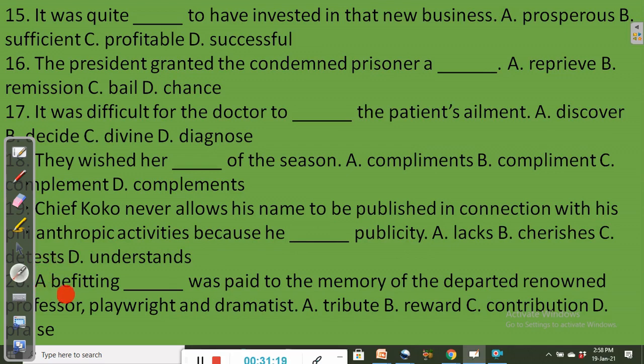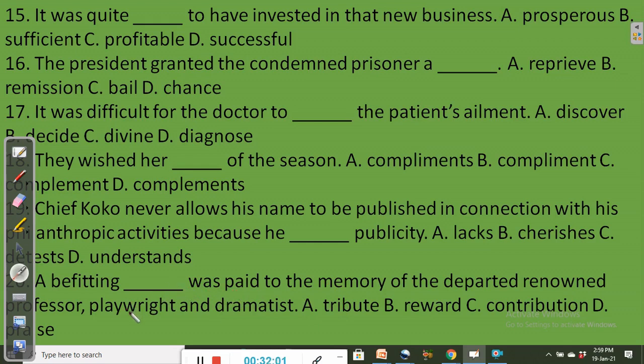And finally, question 20. A befitting dash was paid to the memory of the departed renowned professor, playwright, and dramatist. A. Tribute. B. Reward. C. Contribution. And D. Praise. The right option is tribute. You pay tribute to someone. Tribute here means honor. A befitting honor was given to the memory. A befitting tribute was paid. And again, tribute collocates with pay. You pay tribute. All right? You pay tribute.